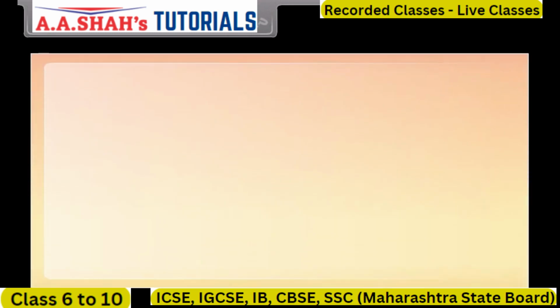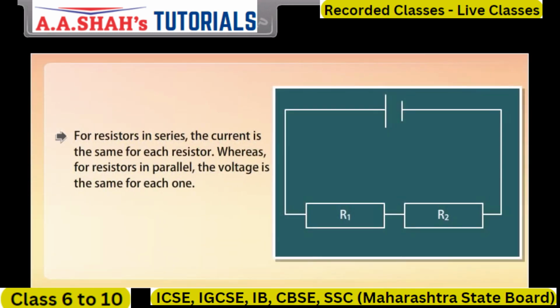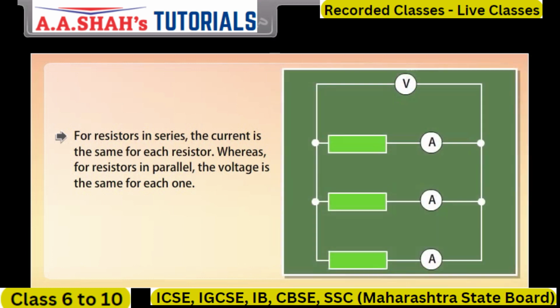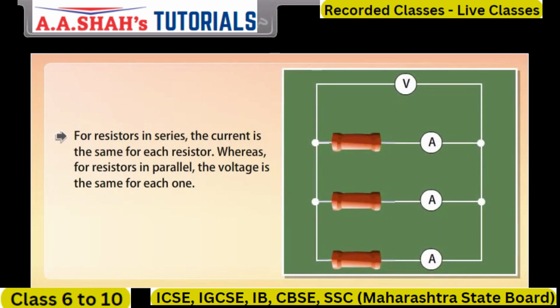So the total current flowing through the battery is the sum of the currents flowing through each branch. Did you know? For resistors in series, the current is the same for each resistor, whereas for resistors in parallel, the voltage is the same for each one.